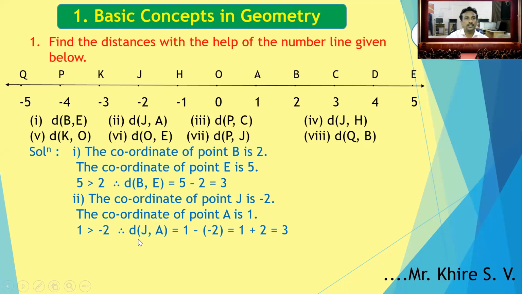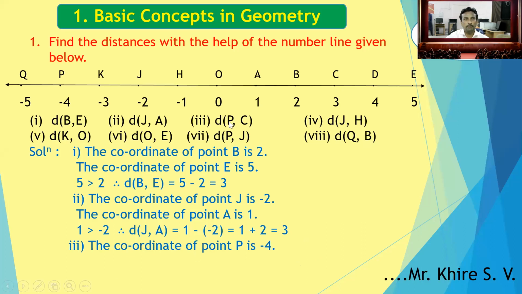Therefore, distance JA is equal to 1 minus minus 2, and minus minus becomes plus. Therefore, 1 plus 2 is equal to 3. Therefore, the distance JA is 3. Got it? Okay.